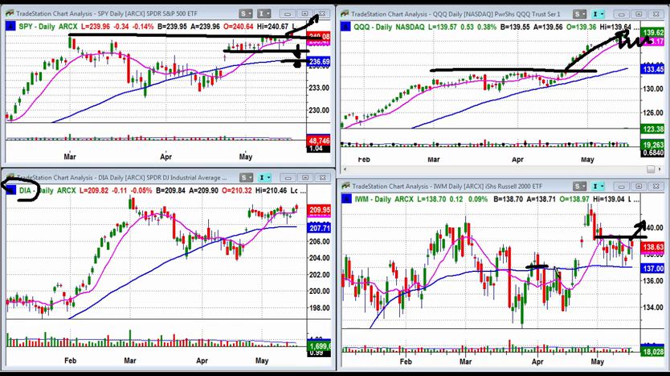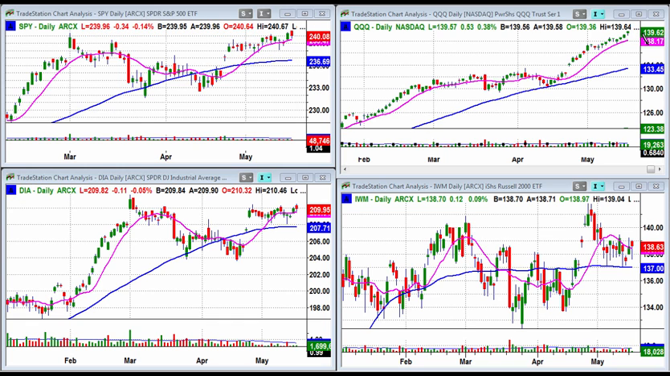Same thing is true with IWM. If IWM closes under 137 and then continues to move lower, that's the indication, for me anyway, that we need to take a cautious stance. For the Qs, when do the Qs really start to take a break? The Qs start to take a break when they close under the 10-day moving average, which is this magenta line, and then continue to move lower.